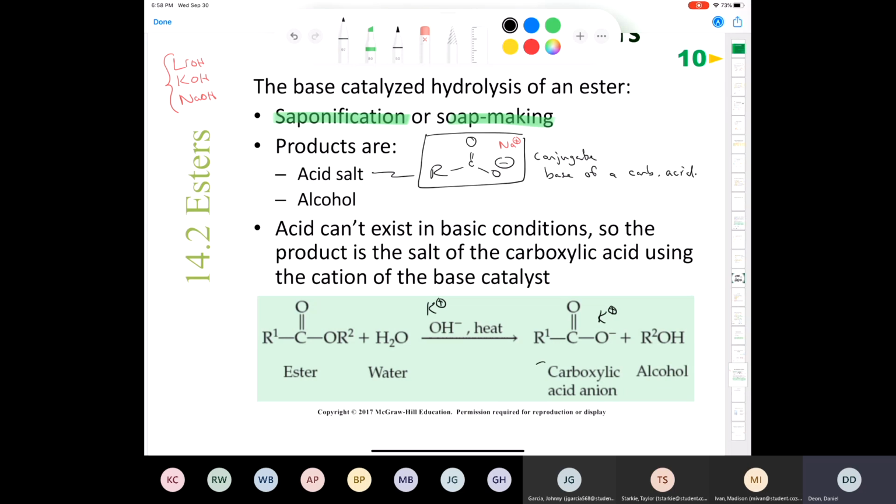Okay, so the reason they say here carboxylic acid anion, I think, is that she's trying to make clear that you end up with a base in the end. You do the reaction in base, you end up with a base. And she just decided to leave out the cation because it's a spectator ion. Now remember, this is just rehashing what I just told you, but I want to remind you again, an acid can't exist in basic conditions. So the product is the salt of a carboxylic acid using the cation of the base, which I just explained to you, to balance out that negative charge.